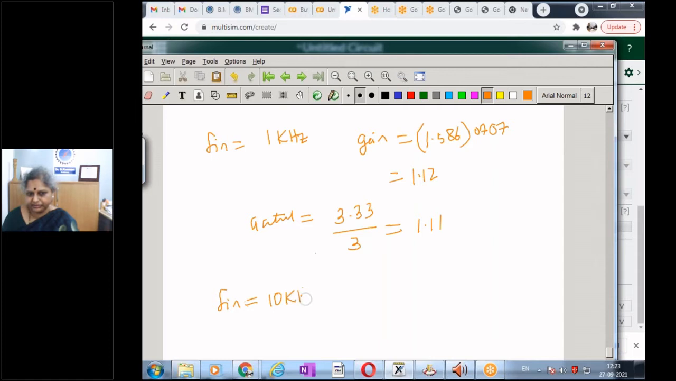So now when my input frequency is changed to 10 kilohertz, then my actual gain is now 0.046 divided by 3. We can compute it, you will get a value, and this is what we are getting as the output.